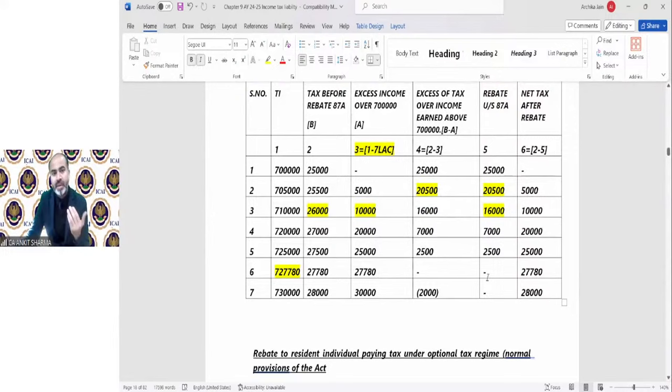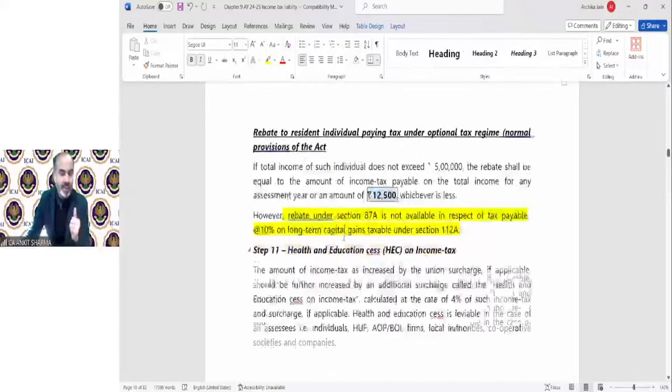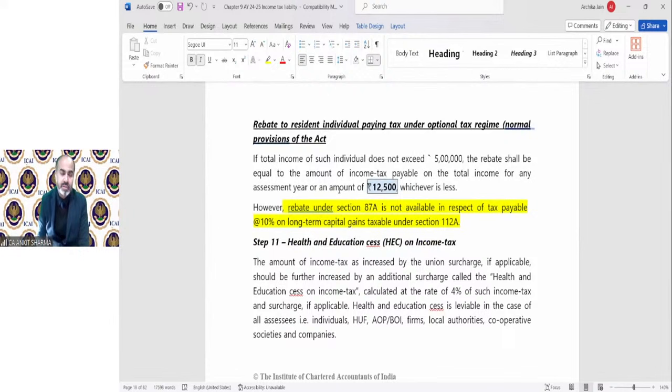So, you have to go through these examples from point number 1 to example number 7 to understand the concept of rebate, which has been introduced from assessment year 24-25. Okay, this is the new concept you might not have gone through in basic chapter number 1. The other normal case, where you opt out of the default tax regime, that means when we are talking about the optional tax regime, the rebate is 12,500 rupees. It's a normal provision you have already gone through.